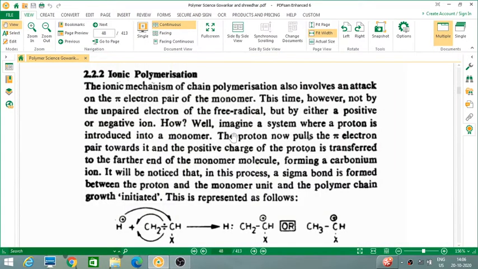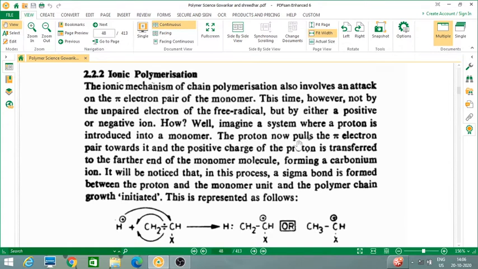Ionic polymerization. The ionic mechanism of chain polymerization involves an attack on the pi electron pair of the monomer, as in the case of free radical polymerization. This time, however, not by the unpaired electron of the free radical, but by either a positive or a negative ion. Well, imagine a system where a proton is introduced into a monomer.